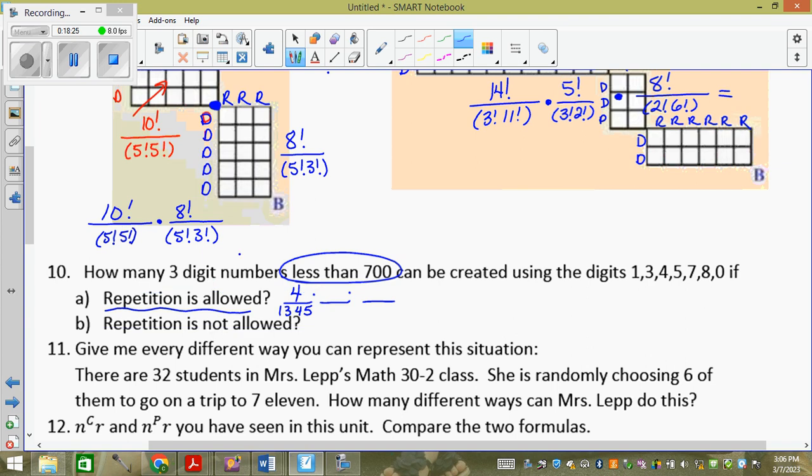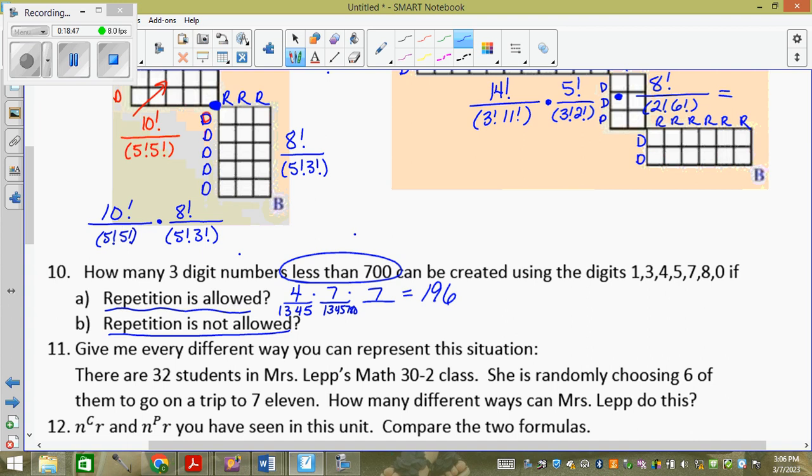Then this one I would have 1, 3, 4, 5, 7, 8, 0, which is 7 options, and then I would have 7 again because I'm allowed to repeat, right? So I have less than 700, I just need to make sure that that first digit isn't a 7. So this is 196.